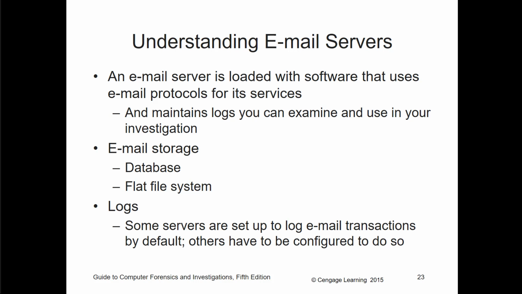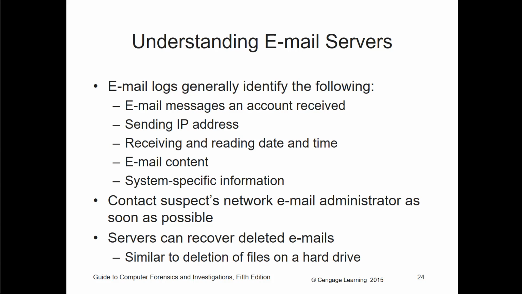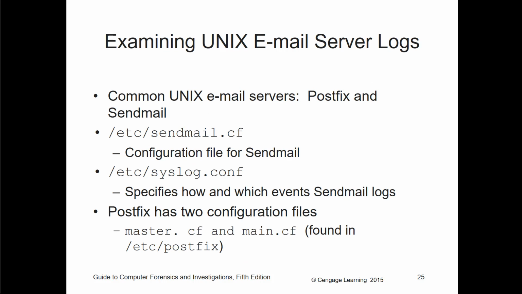So an email server is loaded with software that uses protocols specific for email. Typically, an email server has three major components: a front end, a back end, and logs. The front end is typically a web portal. Back end is typically a database, and then log files. Email logs generally identify things like the email, the message, the sending IP address, receiving and reading dates and times, content, and other system specific information. So if you contact the suspect's network email administrator, you should be able to pull data from their email server. It may or may not always work.